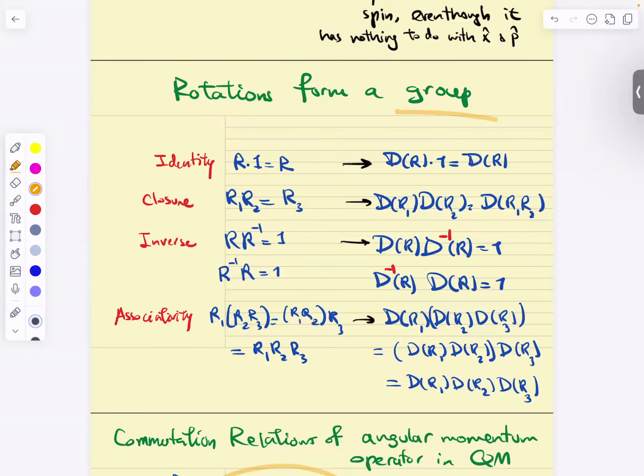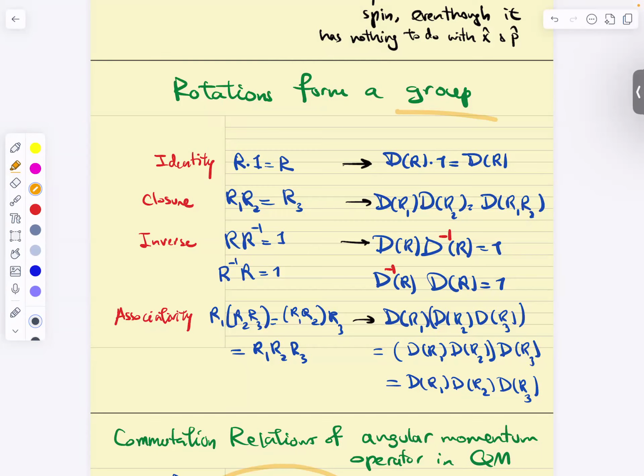Whether we're talking about translations or rotations, you see the following structure for your matrices. There's always an identity. This is doing nothing. The defining property of identity is that if you do some transformation followed by identity, that's just that transformation. Identity doesn't do anything. So that's the first line. Then closure.